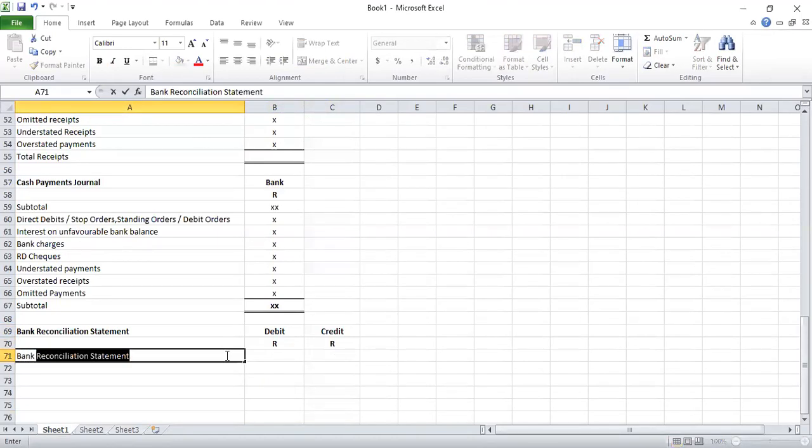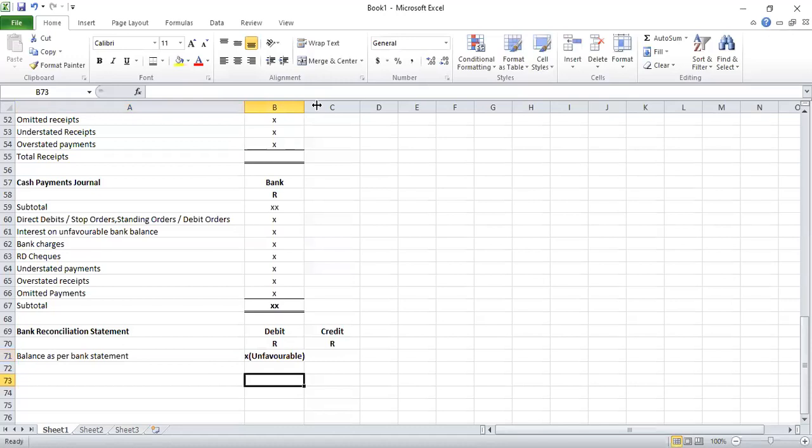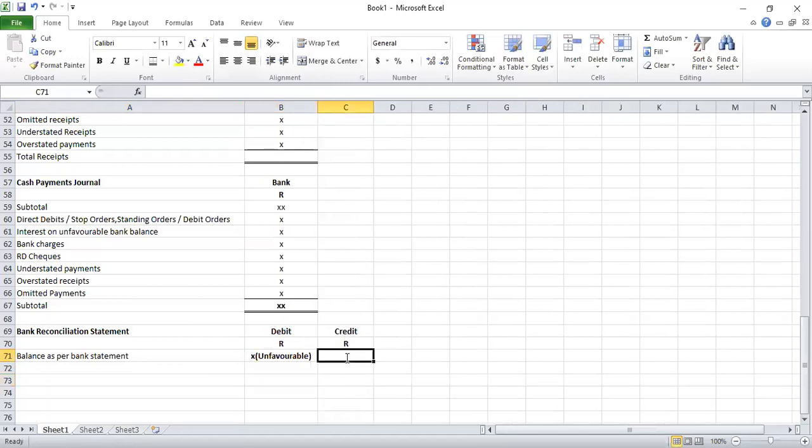Right, we start with the balance as per bank statement. It can be debit if unfavorable, or it can be credit if favorable. So where you enter it depends. Remember that on the bank statement, a balance is favorable if it's on the credit. Why? Because the bank statement is prepared by the bank, and the money that you have in your bank account, they treat it as a liability. That's why it has got a credit balance.